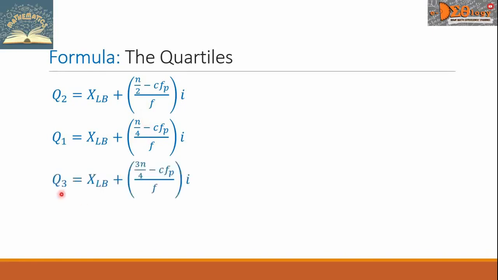For the third quartile, it will be almost the same formula, except on this portion. For the third quartile, we write 3n over 4. This value represents 75% of the distribution. So the Q sub 1, Q sub 2, and Q sub 3 are the quartiles.